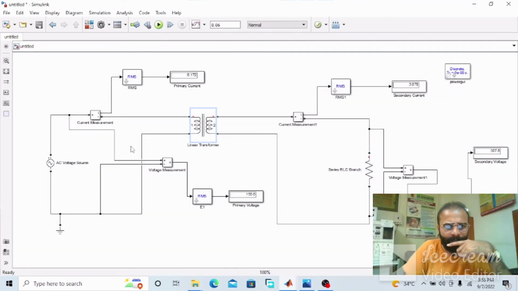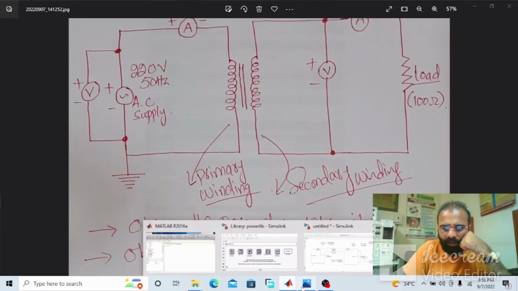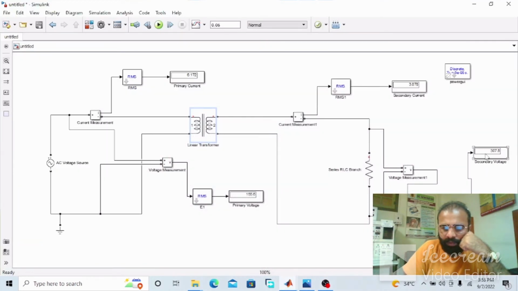Now you can see the primary voltage is 155.6 and the secondary voltage is 307.8 volts. So 307 volts is the secondary voltage, E2, which is greater than E1, the primary voltage. This is the first condition of the transformer: when it is a step up, the secondary voltage E2 is greater than the primary voltage.